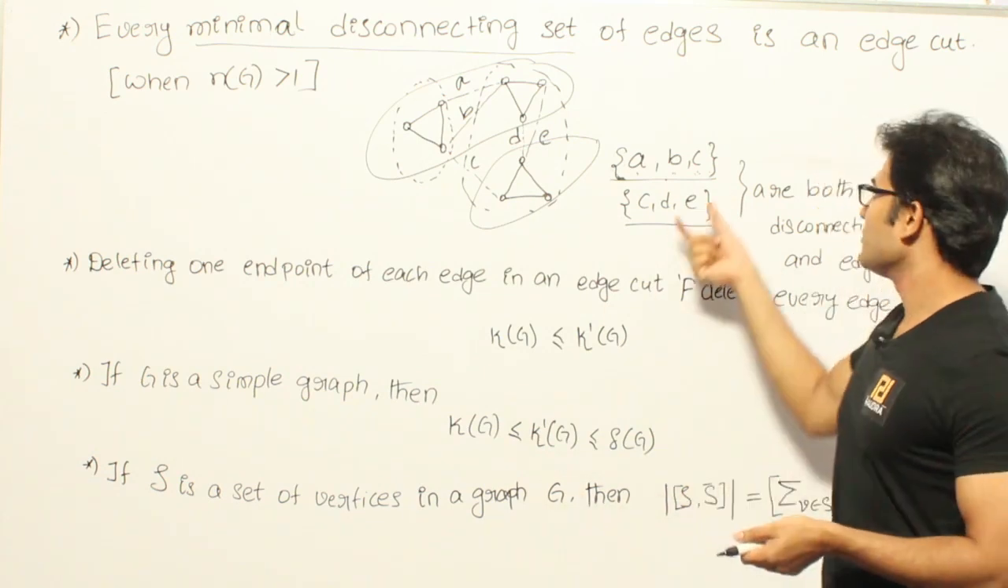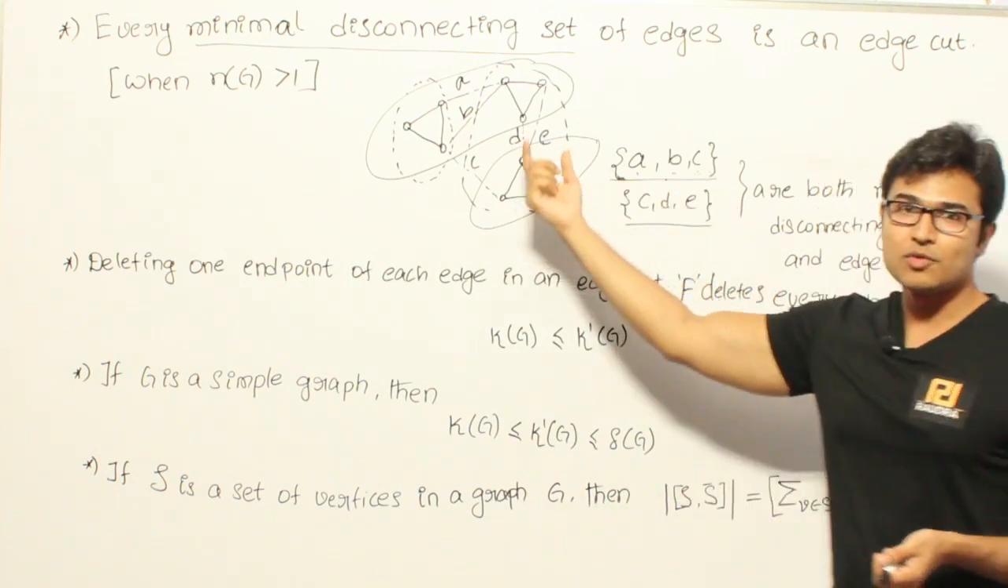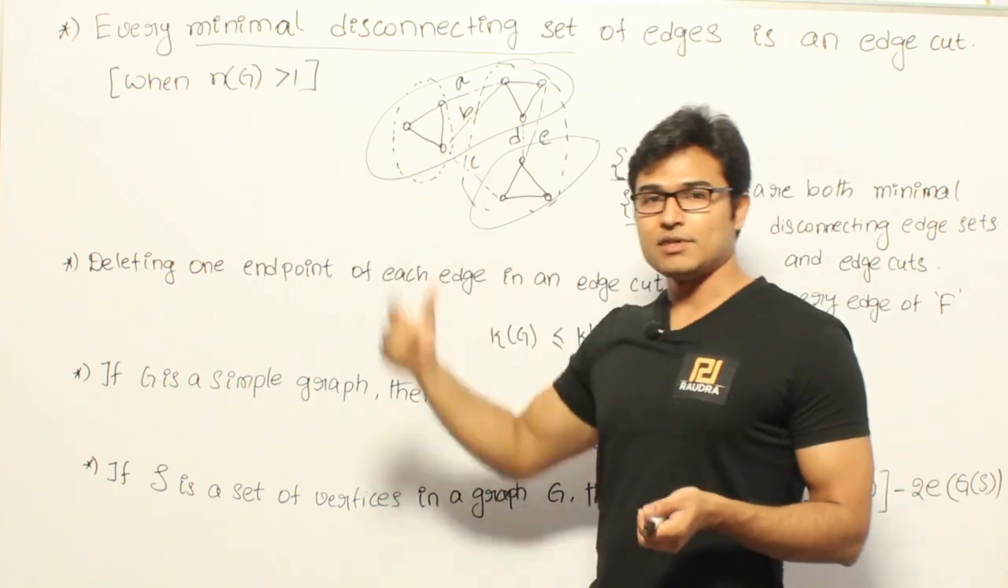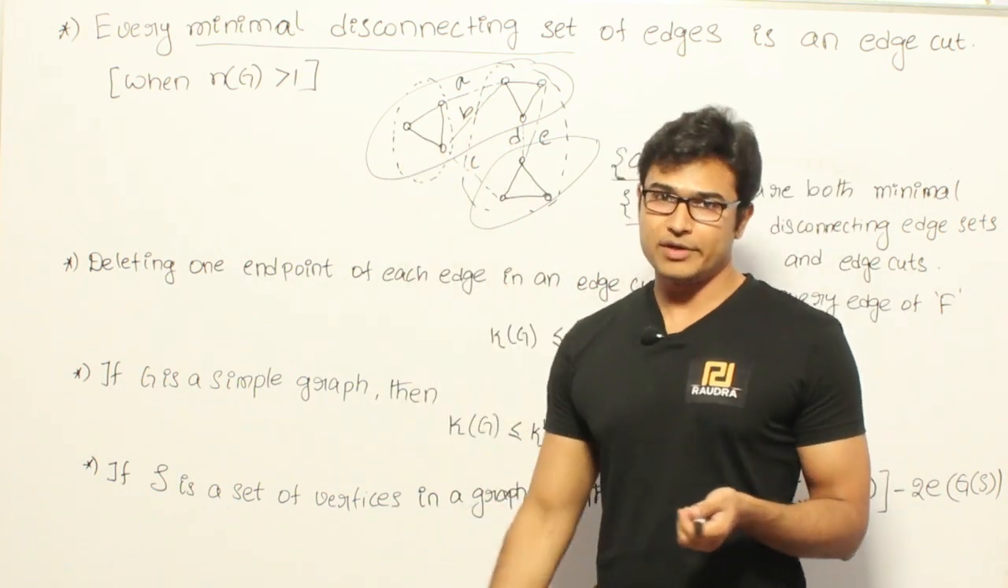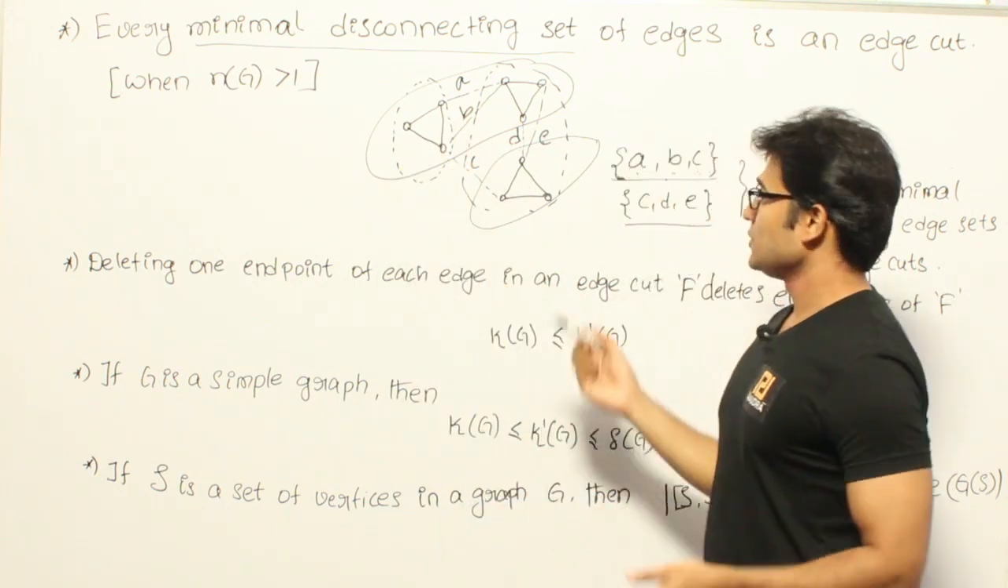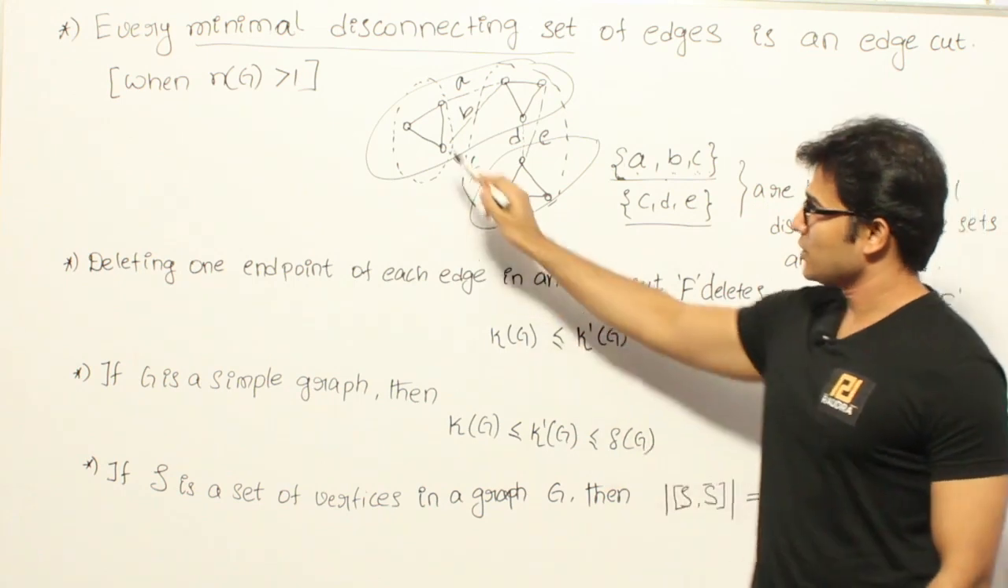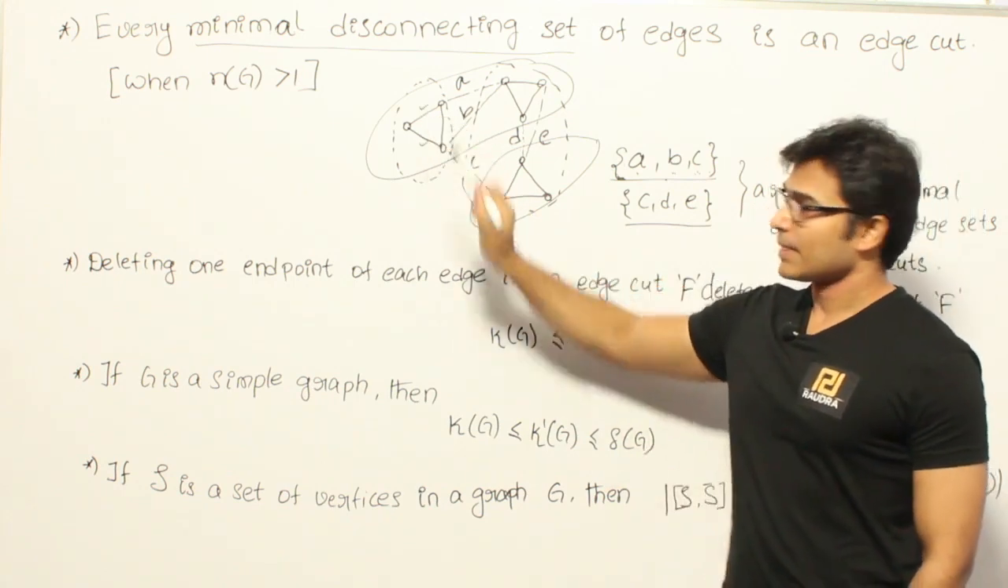So whenever you get a minimal disconnecting set, then you will definitely be able to partition the vertices in such a way that you are going to get an edge cut. Got it? And if you want to see one more, you can also think about these 2 edges.